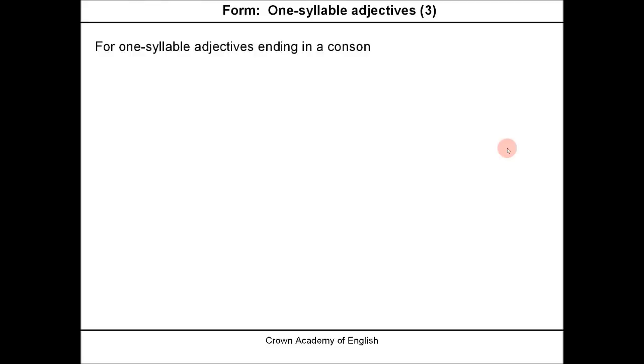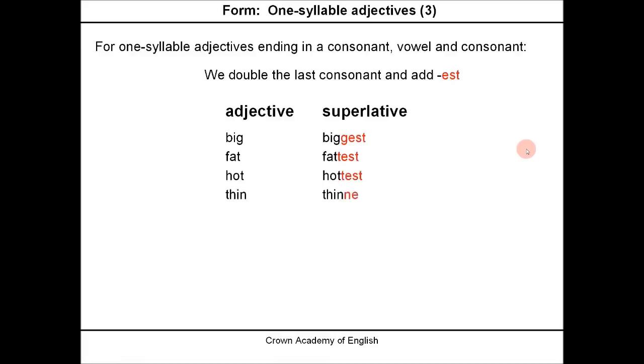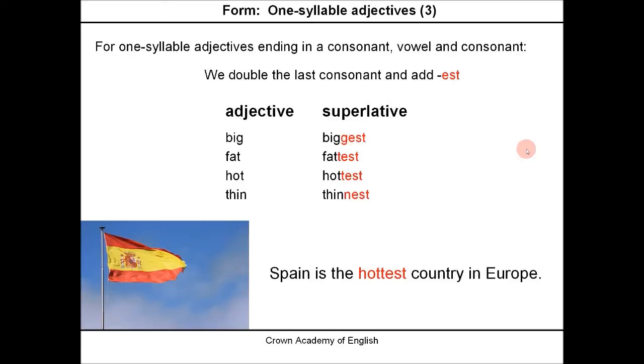For one-syllable adjectives ending in a consonant, vowel, and then a final consonant, we double the last consonant and we add EST. Biggest. So we see we double the last consonant, the letter G, and then we add EST. Fattest, hottest, thinnest. Spain is the hottest country in Europe. So we are comparing one country, Spain, with all of the other countries in Europe. So we use a superlative.